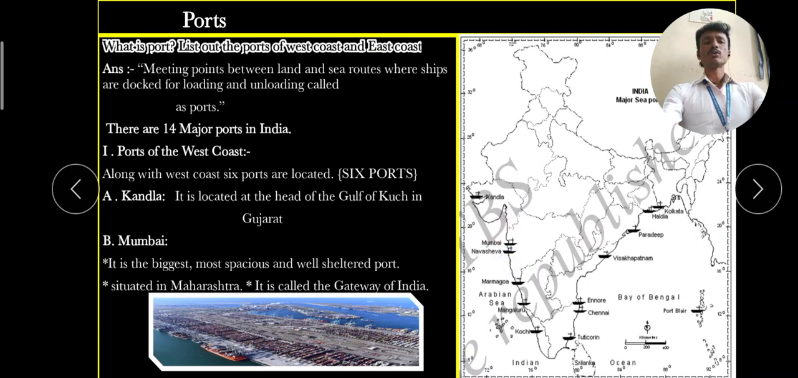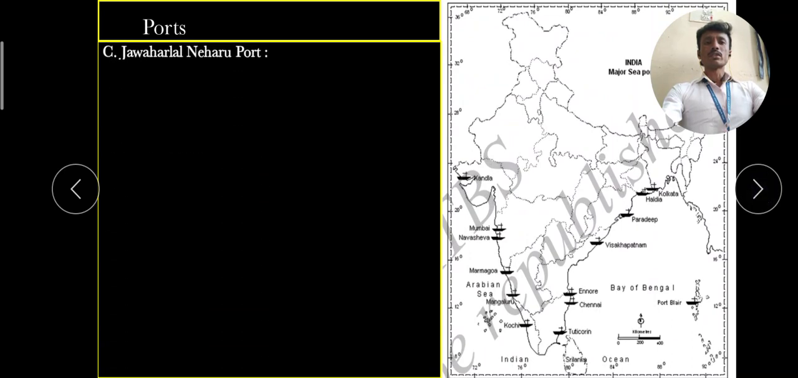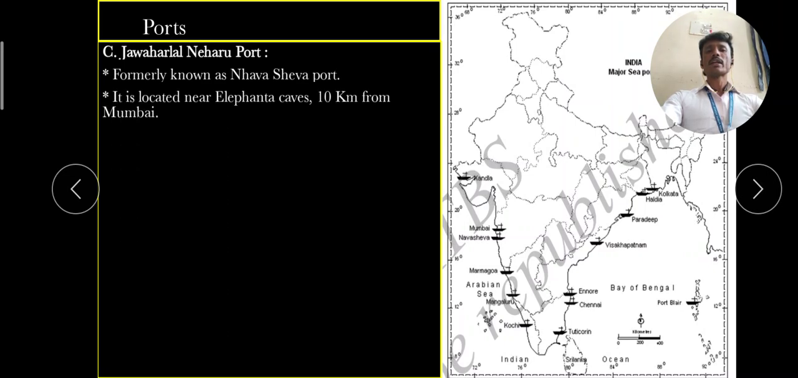Got it? These two. And after that, the ports of the west coast. Third one, Jawaharlal Nehru Port. In early days this was also called Nhava Sheva Port. It means formerly, at a previous time, it was called Nhava Sheva Port. Jawaharlal Nehru Port and Nhava Sheva Port mean the same. It is located near the Elephanta Caves, 10 kilometers from Mumbai.